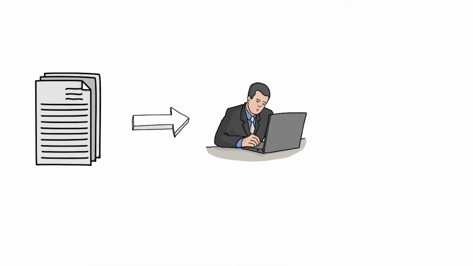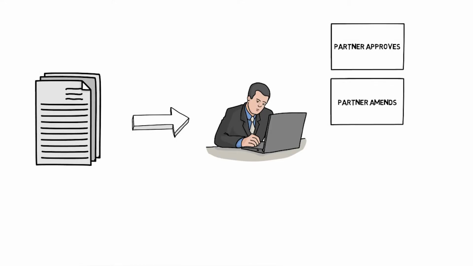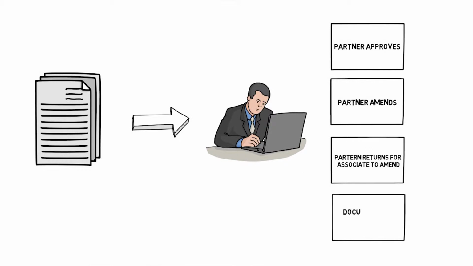So whatever happens at each stage, there must be a process to manage it. If the associate passes the draft to a partner for review, there needs to be an option for partner approves, partner amends, and partner returns the draft to the associate for the associate to amend. There might even be an option for the partner decides the document is no longer necessary, and you need corresponding options for all these future actions.